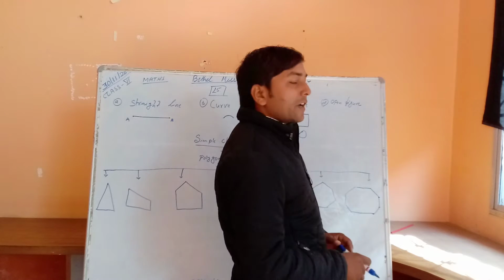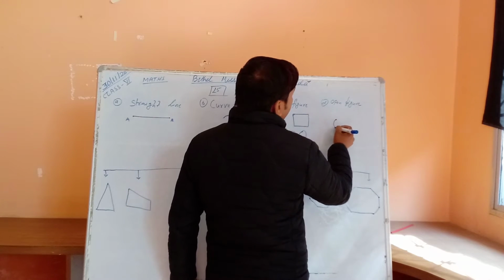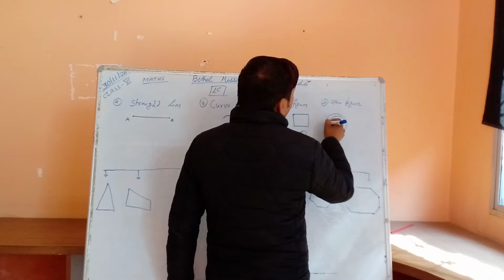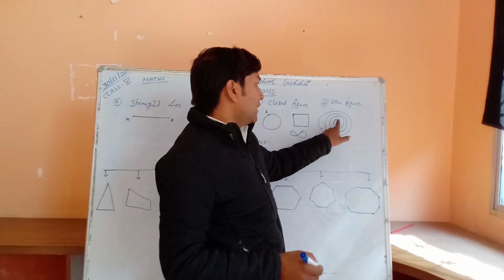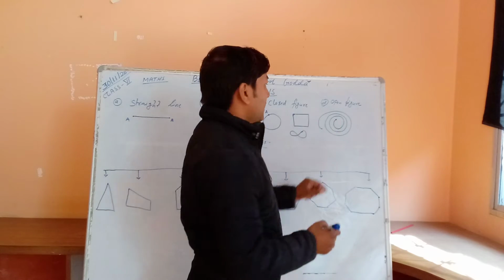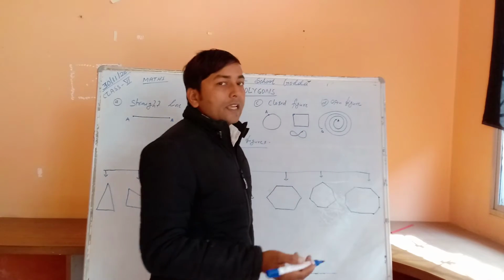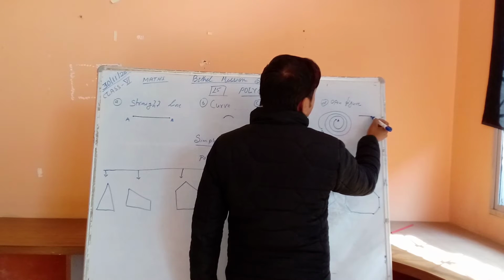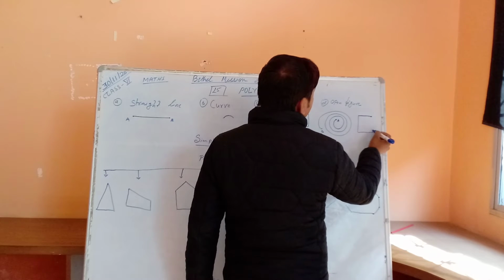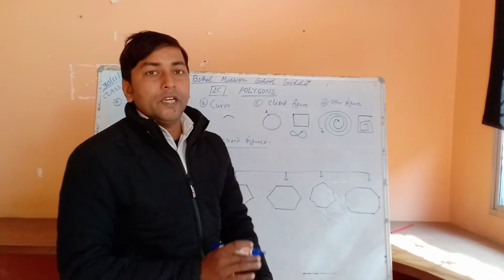And now open figure. What is an open figure? When the starting point and the end point are not the same. Here one starting point is A and the end point is B. Both are not the same. This type of figure is an open figure.